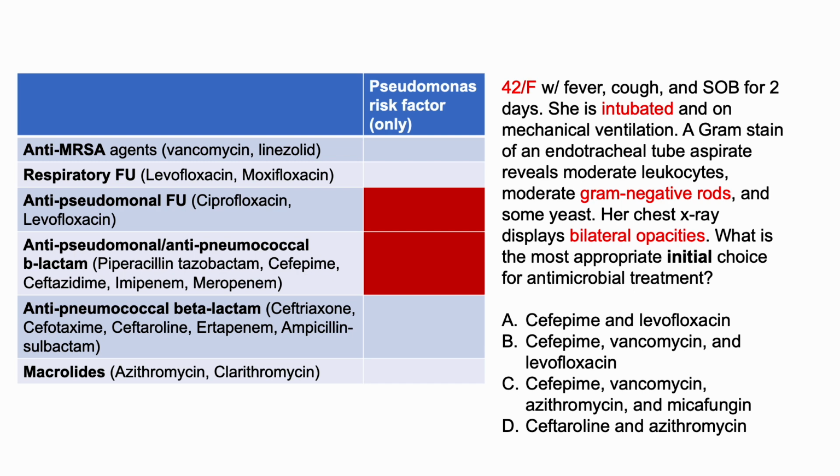The most appropriate initial treatment for this patient is cefepime plus levofloxacin. Since she has no risk factors for MRSA, but the gram stain is showing gram-negative rods, she has Pseudomonas risk factors. In this situation, the patient will require an anti-pseudomonal, anti-pneumococcal beta-lactam such as cefepime, plus an anti-pseudomonal fluoroquinolone such as levofloxacin. If the patient also presents with MRSA risk factors, then add an anti-MRSA agent like vancomycin.